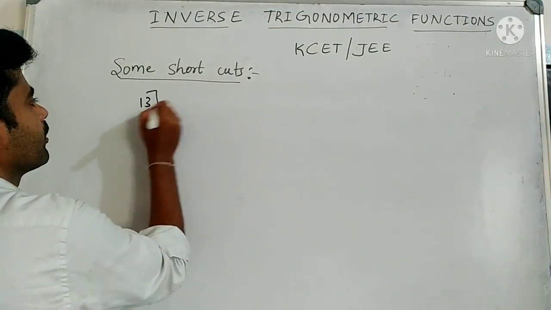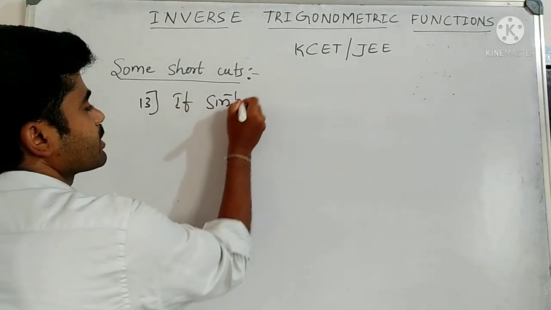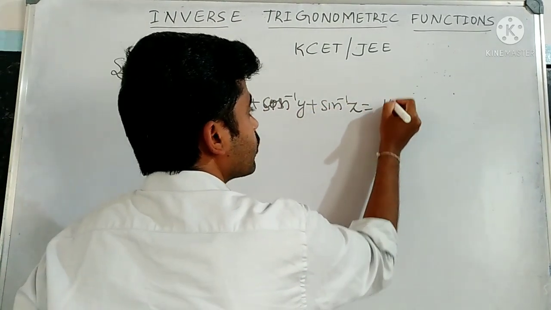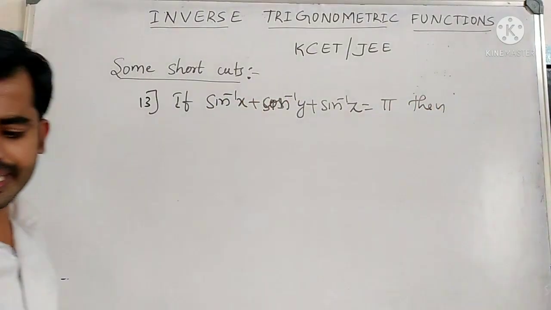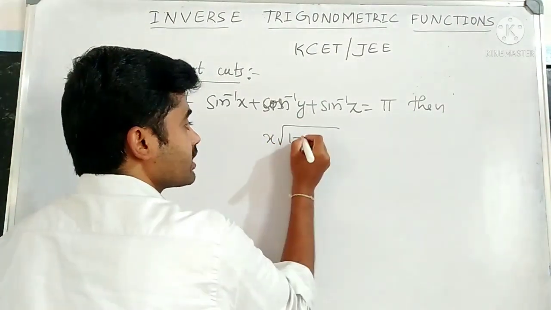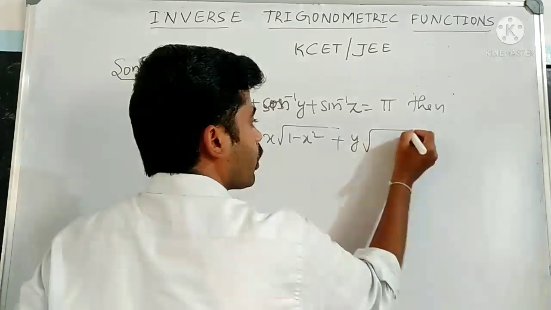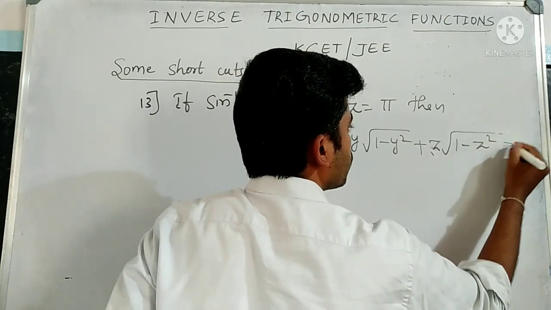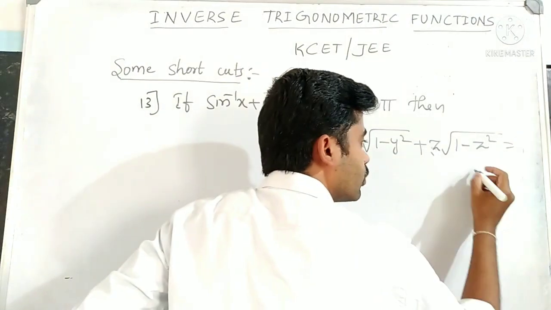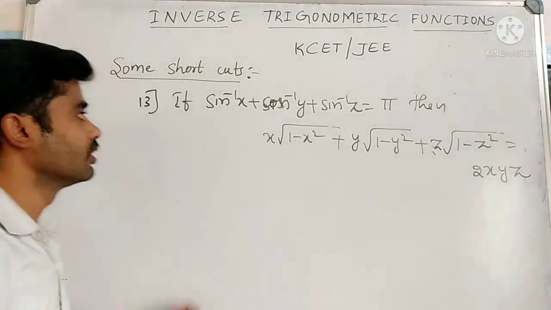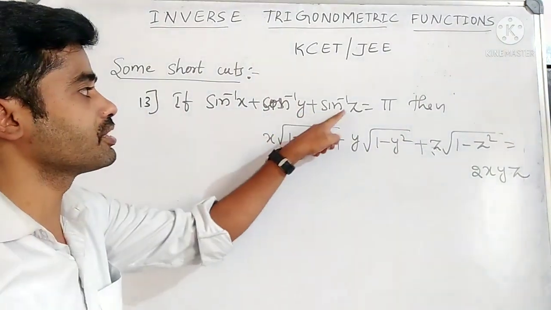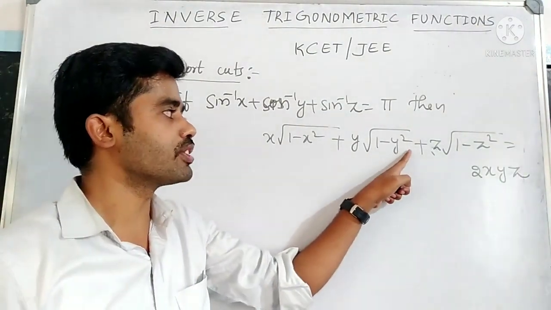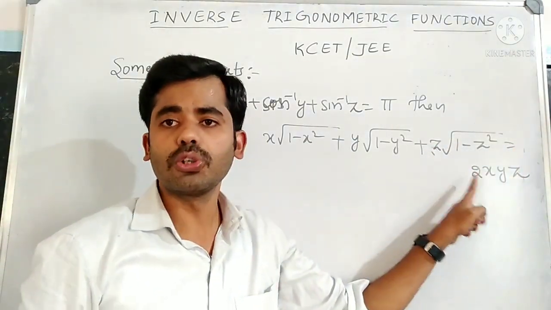Next one, 13. If sin inverse x plus sin inverse y plus sin inverse z is equal to pi, then we can write it as x root 1 minus x square plus y root 1 minus y square plus z root 1 minus z square is equal to 2xyz.